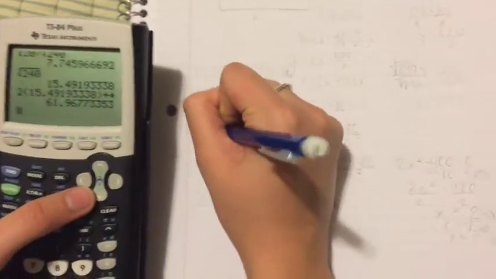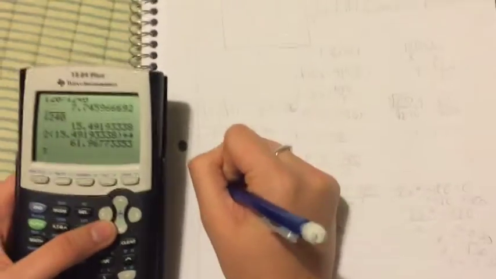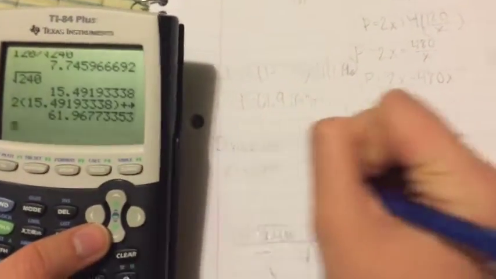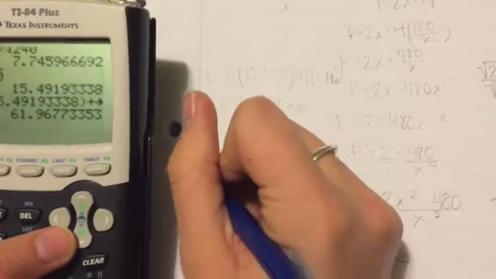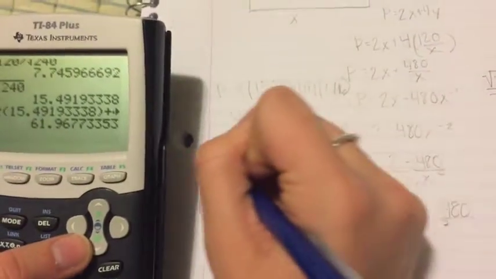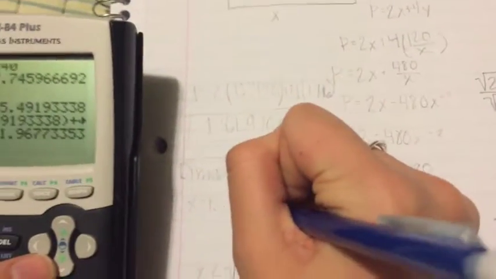And then we can get the dimensions from this. X being 15.492 and Y being 7.746. Alright, so we just found the minimum perimeter for this problem.